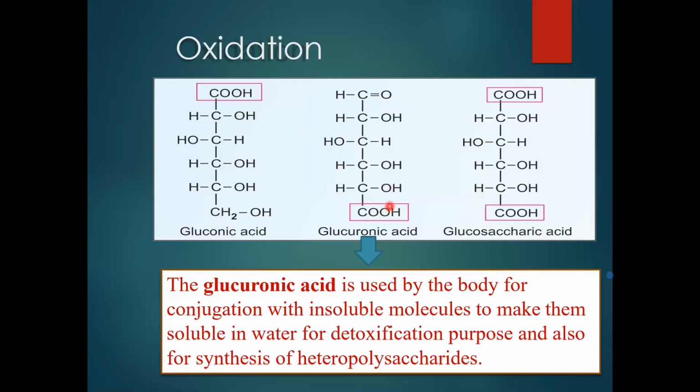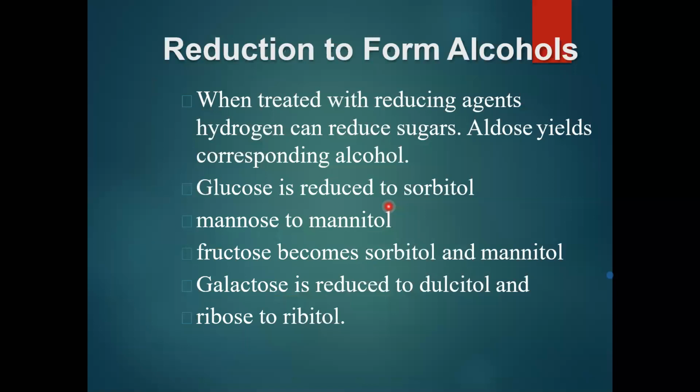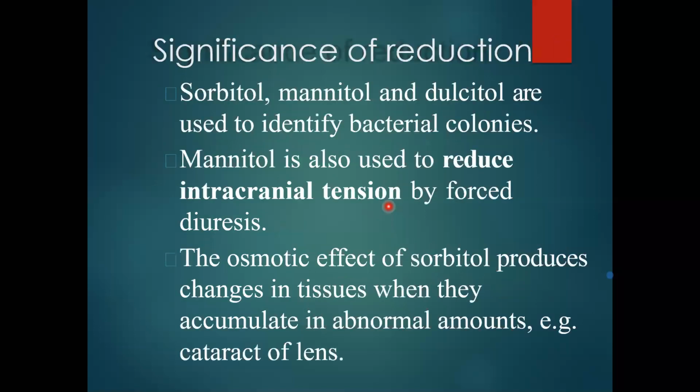Next, reduction to alcohol. When treated with a reducing agent, hydrogen can reduce sugars. Aldose yields the corresponding alcohol. Glucose is reduced to sorbitol. Sorbitol is a major cause of the formation of cataract in eyes. Fructose becomes sorbitol and mannitol, galactose is reduced to dulcitol and ribose to ribitol.